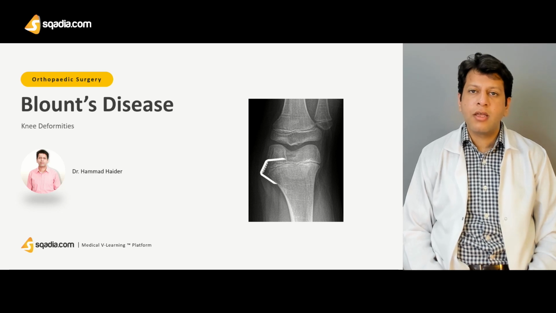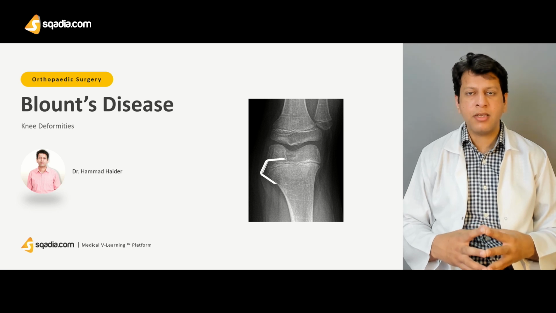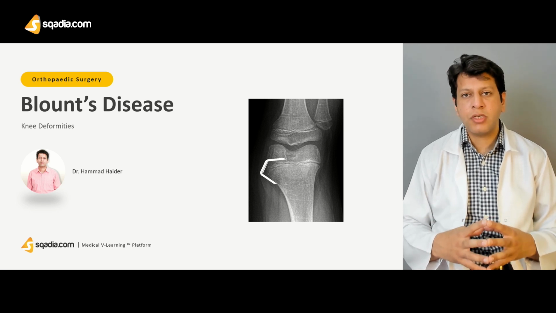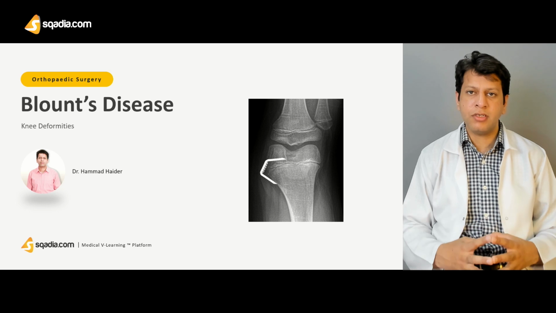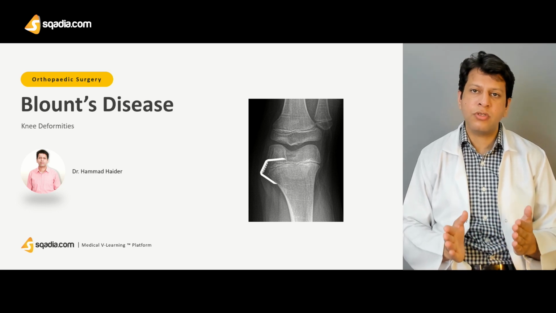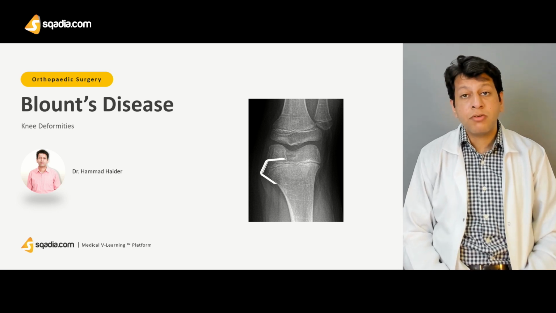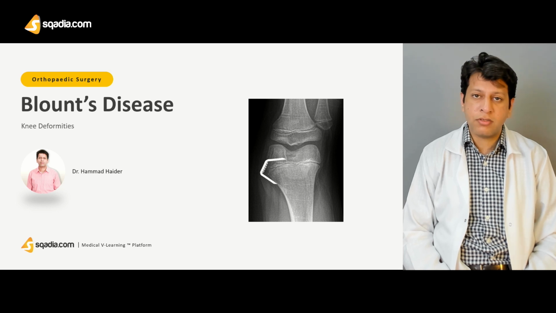Blount's disease is one of the very common causes of genu varum. It is a progressive pathological genu varum centered over the tibia. What actually happens is, there could be two forms of Blount's disease. One is infantile Blount's disease and the other is adolescent Blount's disease.